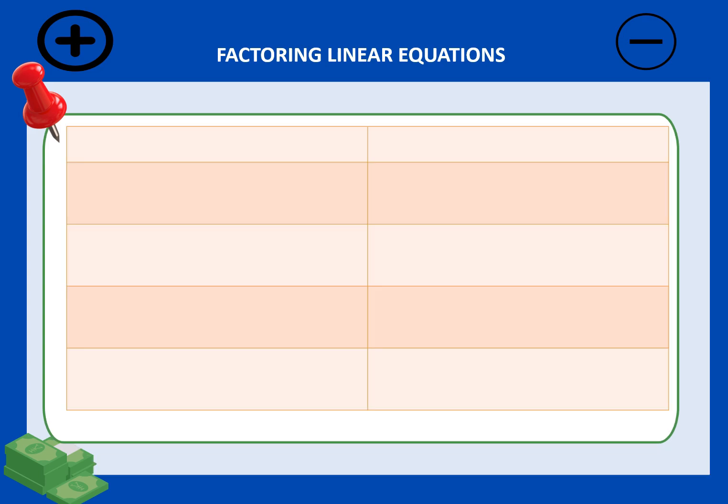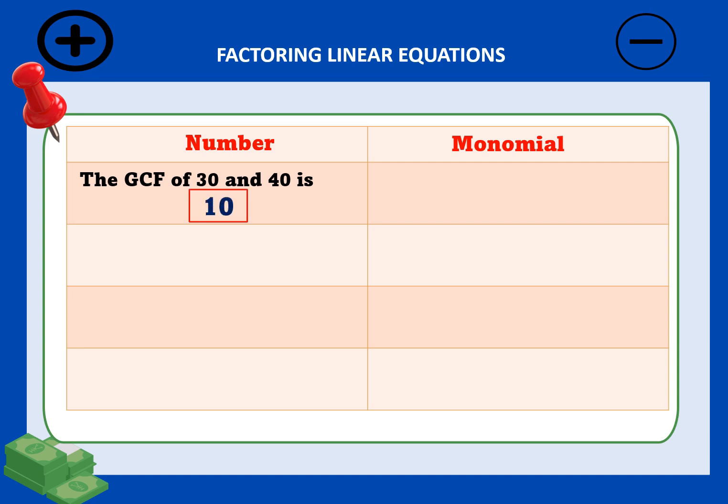To understand further our lesson for today, let's study the following examples. What is the GCF of 30 and 40? Alright, the GCF of 30 and 40 is 10. If we're going to use these numbers in a monomial, what is the GCF of 30x and 40xy? Alright, the answer is equal to 10x. 10 is the greatest common factor of 30 and 40, and x is the common factor of x and xy.